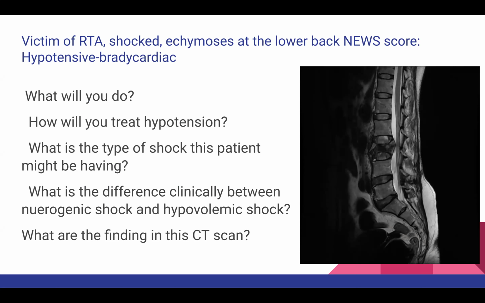Okay, so what will you do in this scenario? First, initially, I will follow the ATLS protocol, the ABCDE approach: airway, breathing, circulation, disability, and exposure. Would you like me to explain? Just explain how you will treat the hypotension in this patient with respect to the circulatory part of the ATLS protocol.